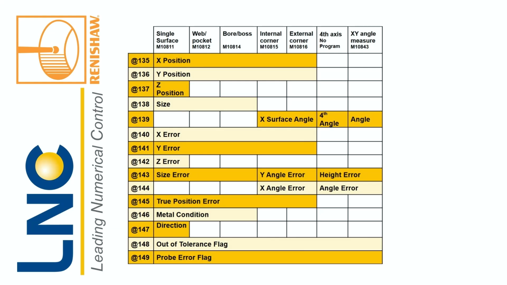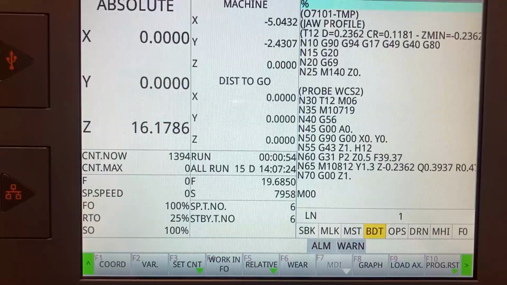On the LNC control that I'm using, the variable numbers are identical to what you find on the Fanuc control. The difference being is the at sign versus the pound sign to address the variable. Also, on this control, not all the programs exist, and not all the variables get set the same as they would be on a Fanuc or a Haas machine.